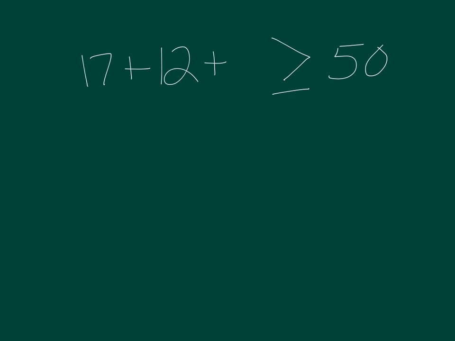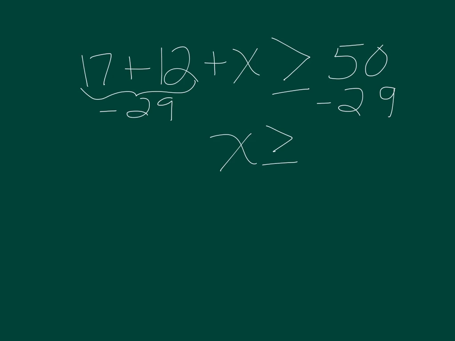Now, number 41 says a school club is selling reflectors for Bicycle Safety Day. Each member is encouraged to sell at least 50. At least. So that means greater than or equal. Greater than or equal to 50. It says that on Monday we sold 17, and on Tuesday we sold 12. How many reflectors do you need to sell on Wednesday? So X will be the amount that we need to sell on Wednesday. So the first thing, let's combine the 17 and 12, and that's 29. So let's go ahead and subtract 29 from both sides. So this says that we have to sell at least 21 reflectors.